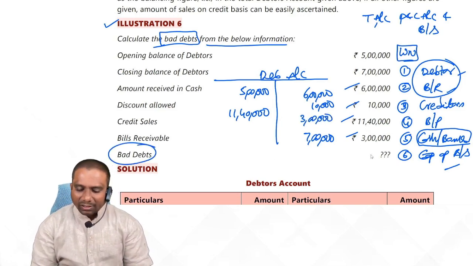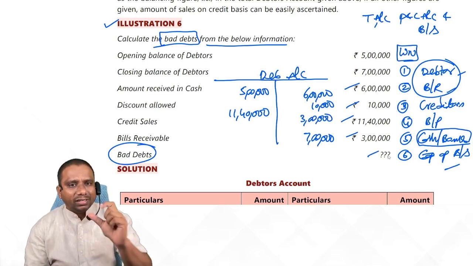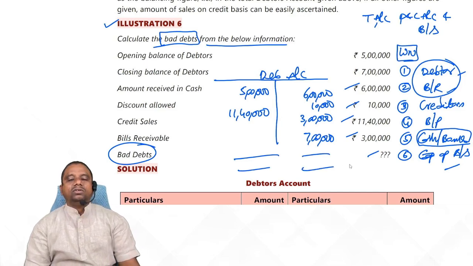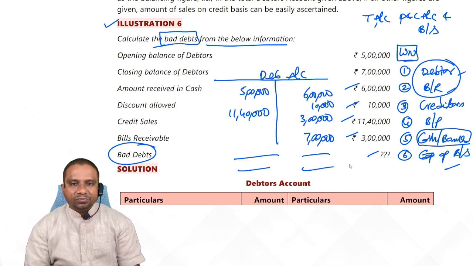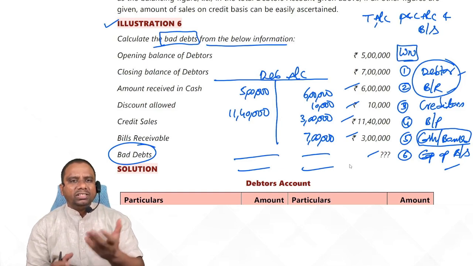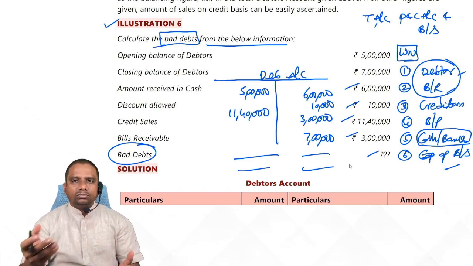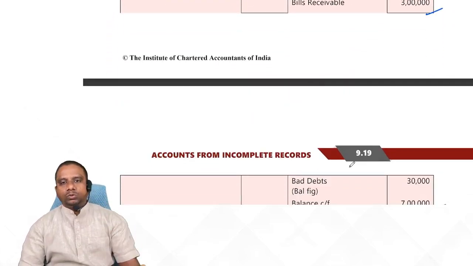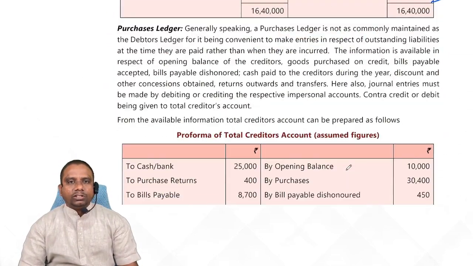Now they are asking for bad debts. Normally, what is the entry for bad debts? Bad debts account debit to debtors account. So the difference in the debtors account is nothing but bad debts. Which side is more? Automatically the debit side is more. So debit is more than credit, and the difference is nothing but bad debts. You can observe here, students. Is it clear? Next one.